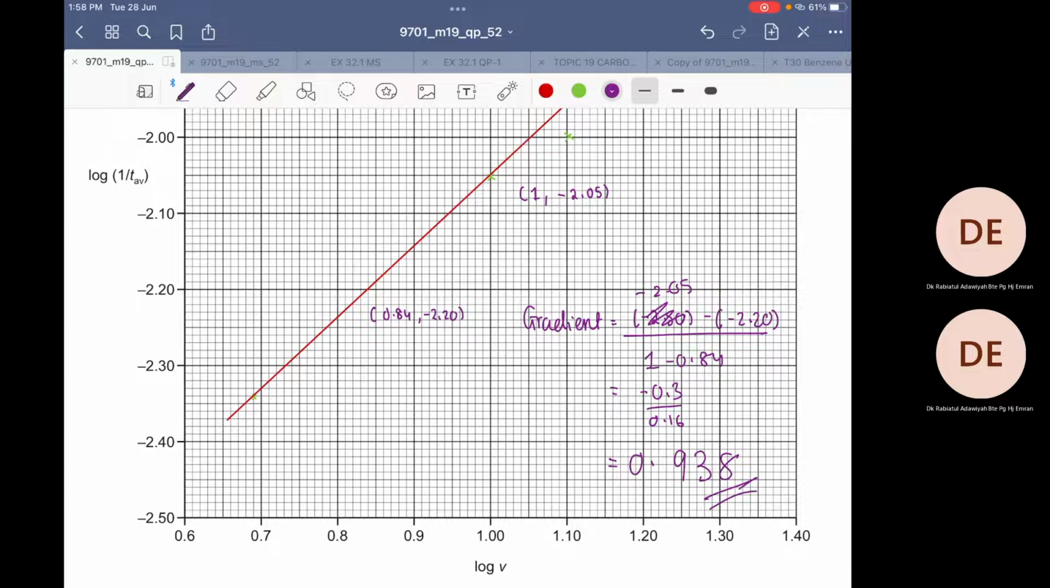Did anyone get a different answer gradient from mine? Okay, your gradient. So expectedly, we will all get different values for the gradient, okay? Because, well, we may have different lines of best fit.